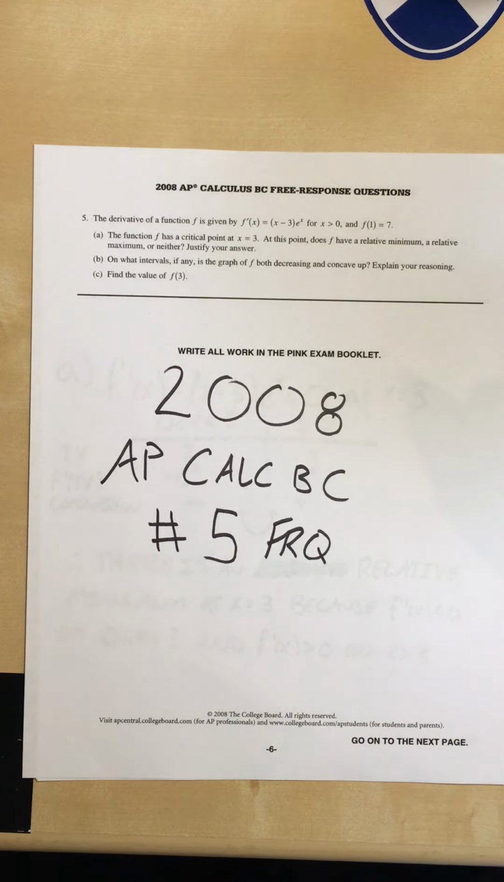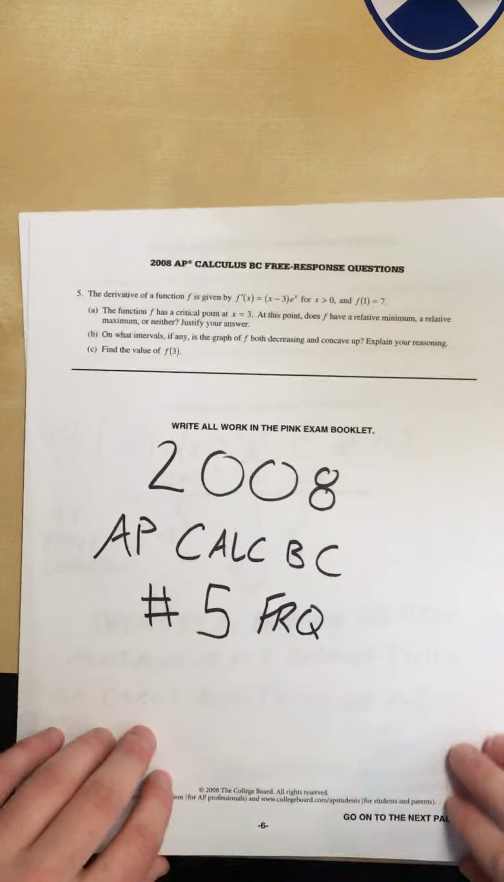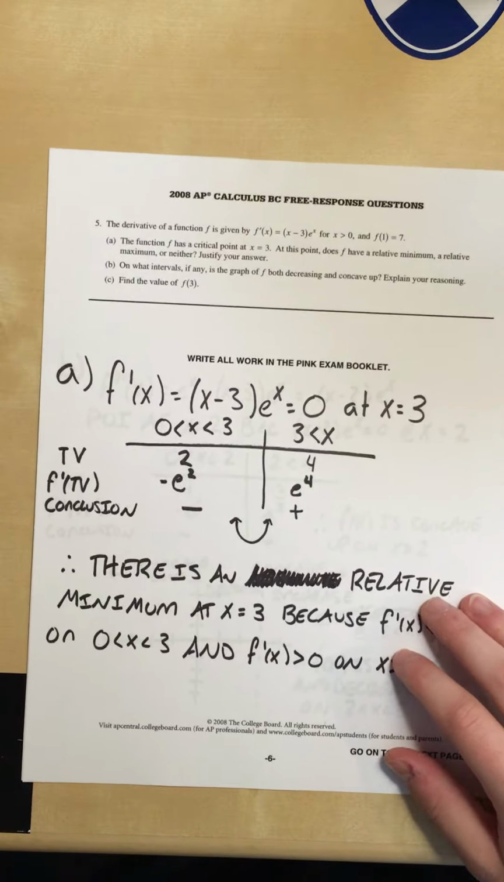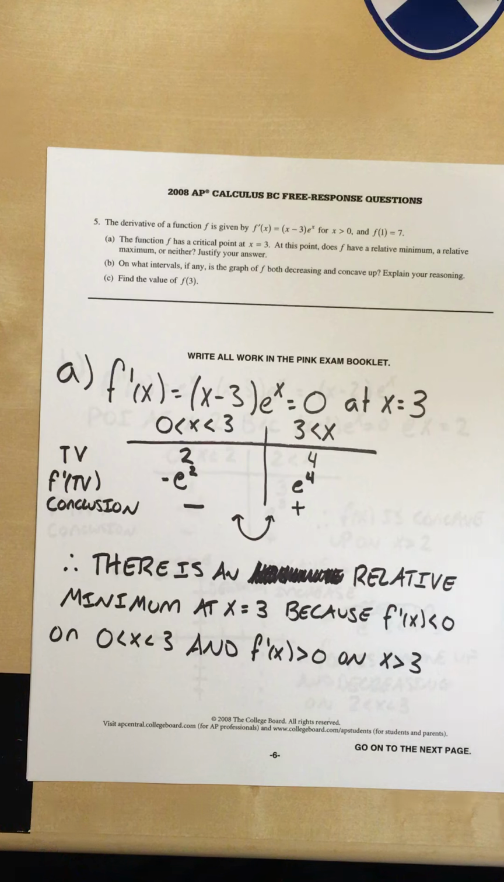Hi, welcome to the 2008 AP Calculus BC number 5 FRQ. So this problem has three parts. Part A starts with the function f has a critical point at x equals 3. At this point, does f have a relative min, a relative maximum, or neither?